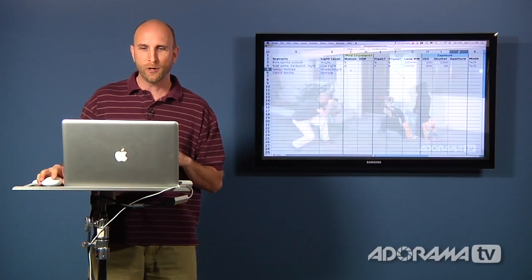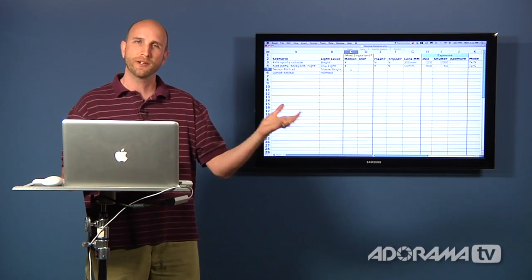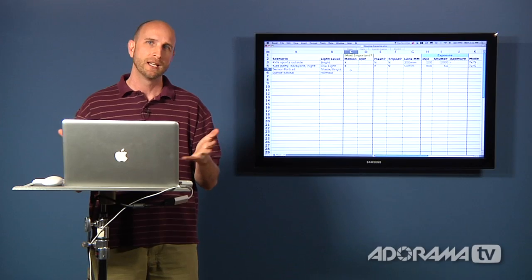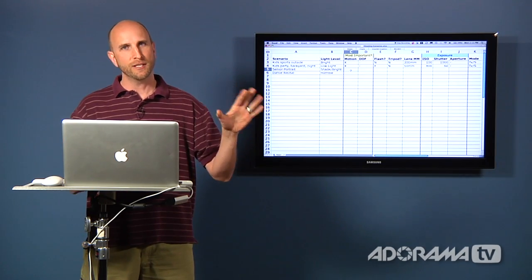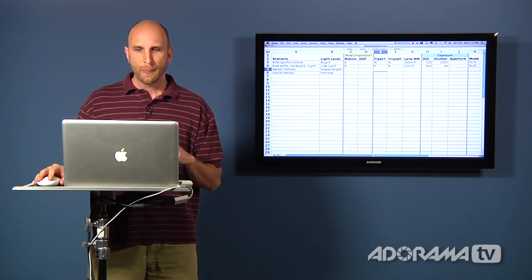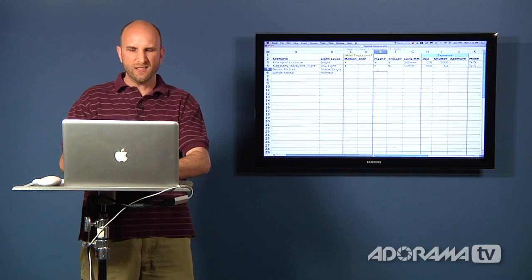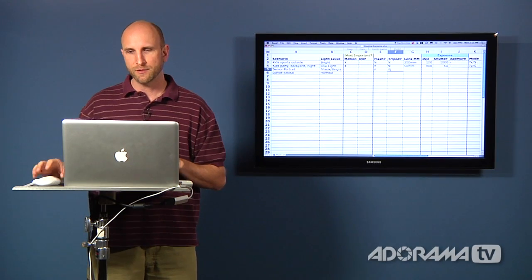Okay, let's talk about one more here. And this is shooting a senior portrait. So a friend of yours has asked you to shoot a senior portrait. So you found a great location, lots of shade. Your senior's all ready to go. And so what you're going to look at here is, what are you using? So let's go in here and say, do we have a flash? Let's say, yeah, we have a flash in our camera bag. Do we have a tripod? Sure, we have a tripod because we want to make sure that we have everything framed up just right.